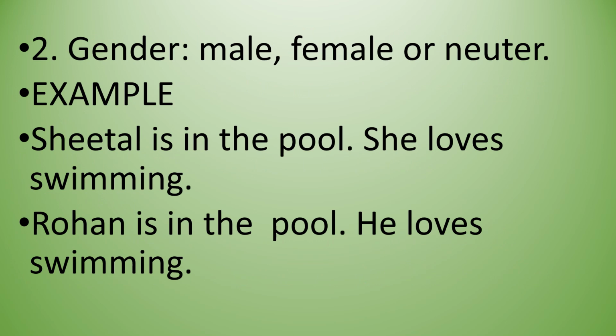Now, the second point is that a personal pronoun depends on the gender of the noun, that is male, female, neuter or common. For example, Sheetal is in the pool. She loves swimming. Sheetal is a feminine gender, or female, so we used she for Sheetal. And if you see the second example, Rohan is in the pool, he loves swimming. Rohan is a masculine gender, he is a male, so that's why we have used he for Rohan. He loves swimming.